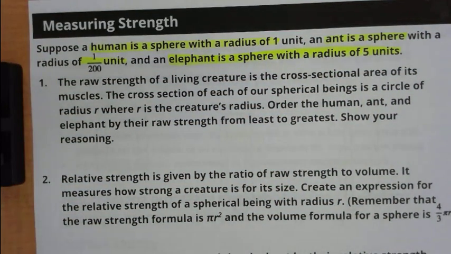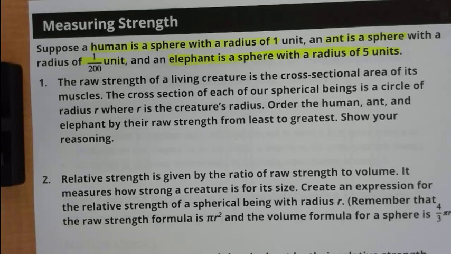In part 1, the raw strength of a living creature is the cross-sectional area of its muscles. The cross-section of each of our spherical beings is a circle of radius r, where r is the creature's radius. So now we're going to order the human, ant, and elephant by raw strength from least to greatest. We're going to find a circle area. A cross-section of a sphere is a circle.